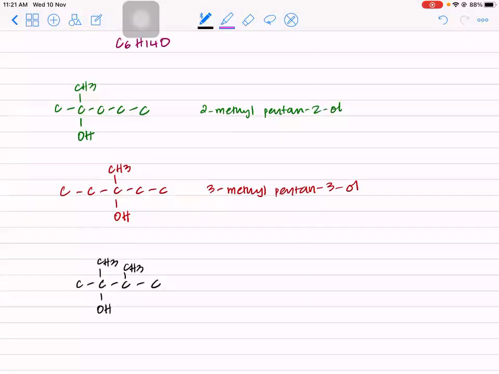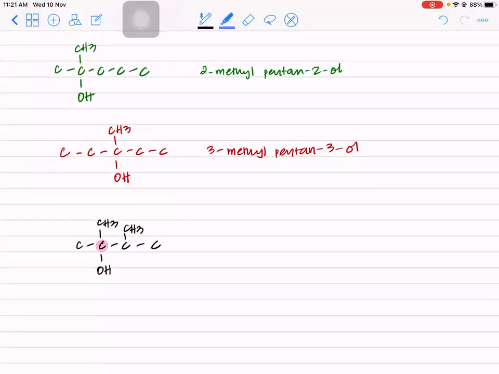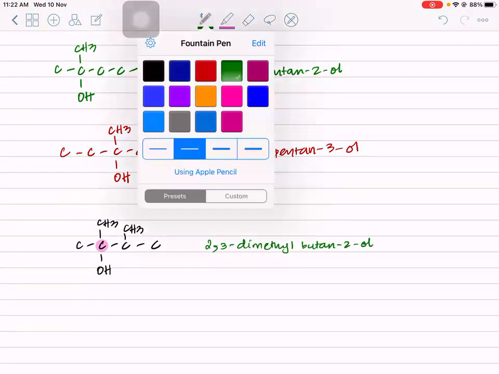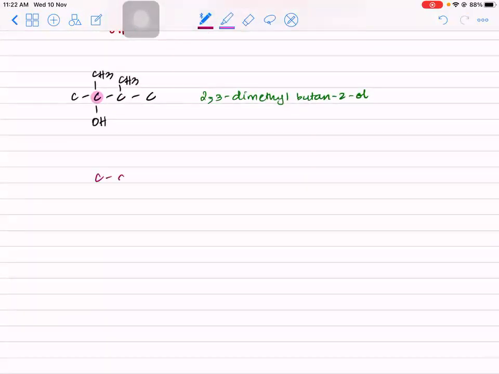Now with a shorter chain of 4, you can have the CH3 here, the OH here, and another CH3 here. So you see the carbon with the OH has 1, 2, 3 neighboring carbons. This is also tertiary. This will be called what? 2,3-dimethyl butan-2-ol. Now you'll be like, oh, can we do 1, 2, 3, 4? Can we do dimethyl like this and put the OH here? That doesn't give you a tertiary alcohol.